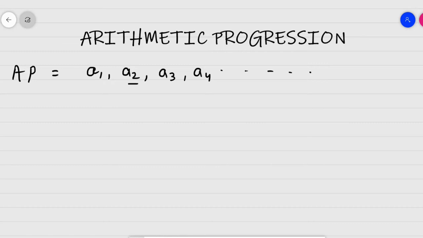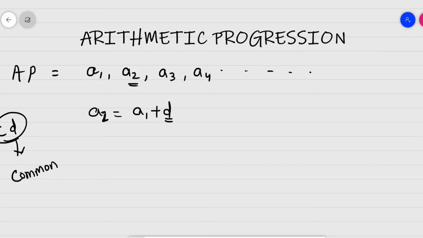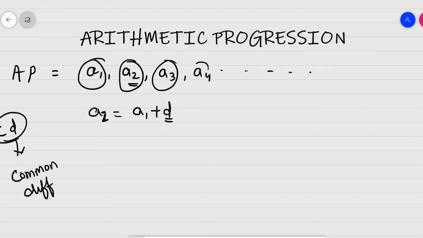Now, how do you get a2? See, a1 is a number which you know from the beginning itself. Now, what is the next number? How do you get a2? You can get a2 by adding a common difference, that is a1 plus d. This is the fixed number which we are adding, and that is known as CD, common difference. CD means the common difference between the two terms. Now this is the first term, this is the second term, this is the third term, this is the fourth term. If you move forward to the nth term, that will be an.